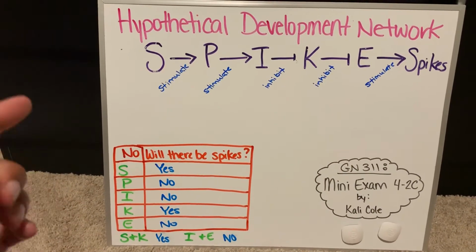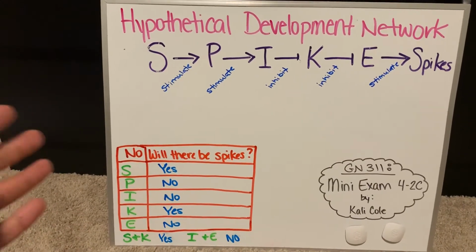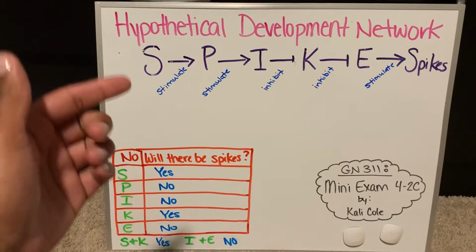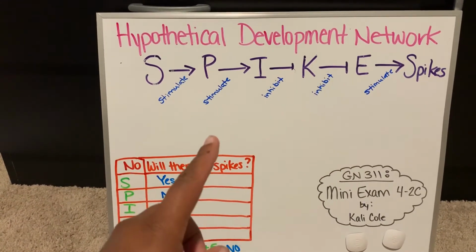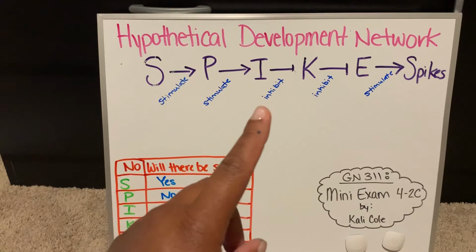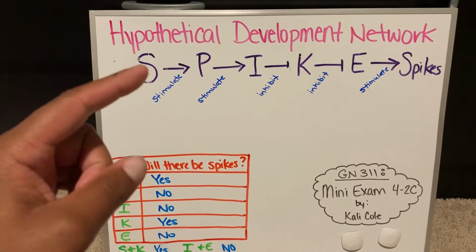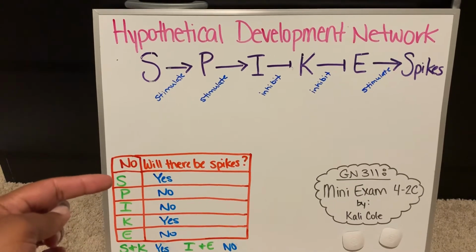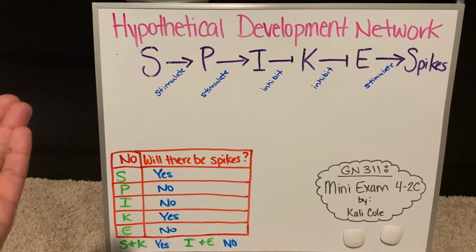And then in this case, S is the last step, and it's the second stimulant. So without it, the process could still continue. P would still stimulate I, which would protect E from K. And in this case, that means there would be spikes without S because you don't really need it in order to stimulate P.